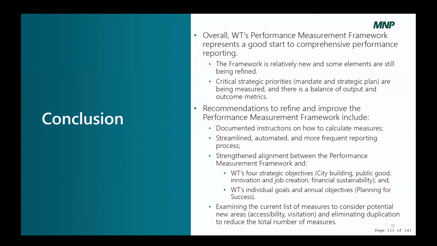And then just to conclude, overall, it's a good start. It's relatively new, but the strategic priorities, mandate, and strat plan are being measured, and there's a good balance of outcome and output measures. Our recommendations are really to continue to refine that process with better documentation, streamlined, automated, and more useful reporting, and then strengthening some of the alignment between the measurement framework and your strat plan, as well as individual plans. And the very last one is thinking about streamlining the number of measures and what you're actually measuring. So that, in summary, is our report. Happy to entertain any questions.